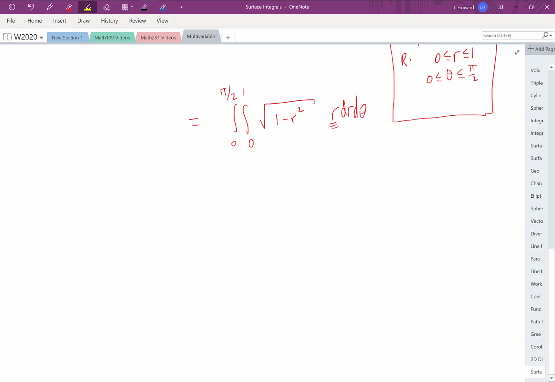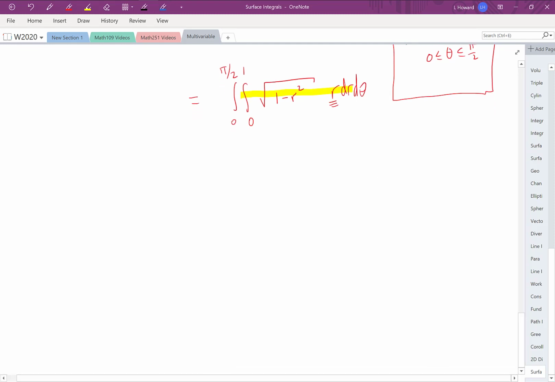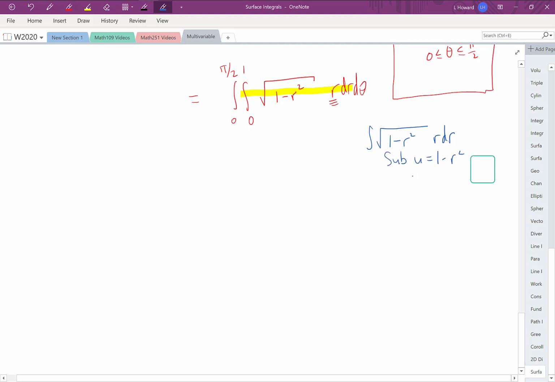So looking at this inside integral, we may want to do a substitution here. I'll just show the details on the side if you do want to see all the details for that. So the integral we're trying to compute is the integral of 1 minus r squared times r dr. We would sub u equal 1 minus r squared. du would become minus 2r dr, which means minus 1/2 du is the same thing as r dr.